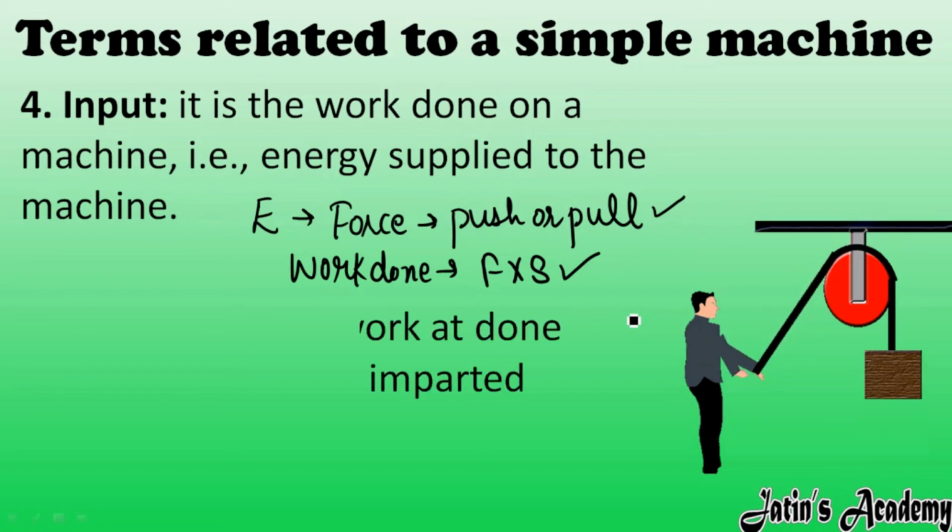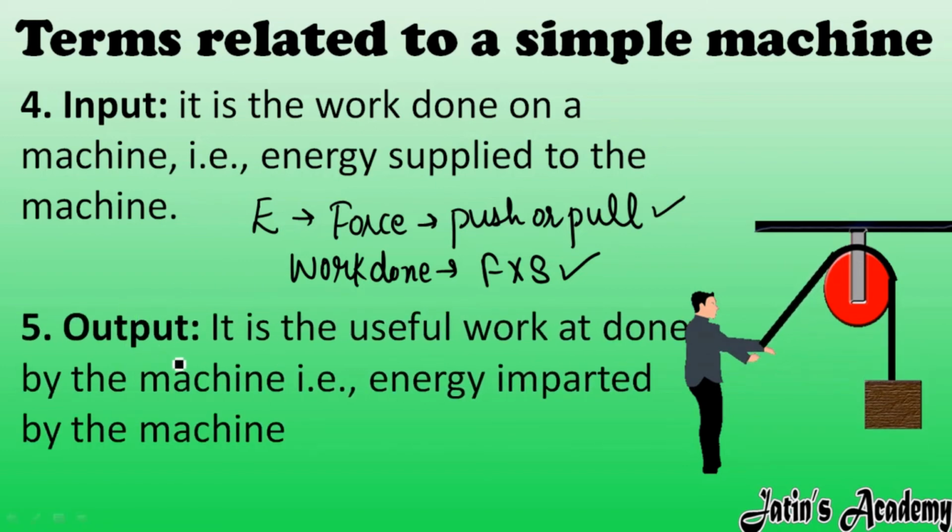Next important term related to simple machine we are having output. So what do you mean by output? Output is the useful work done by the machine on an object. Means how much work this machine is doing on an object, that is known as output. And a second definition you can learn like this also: energy imparted by the machine on the object is known as output.